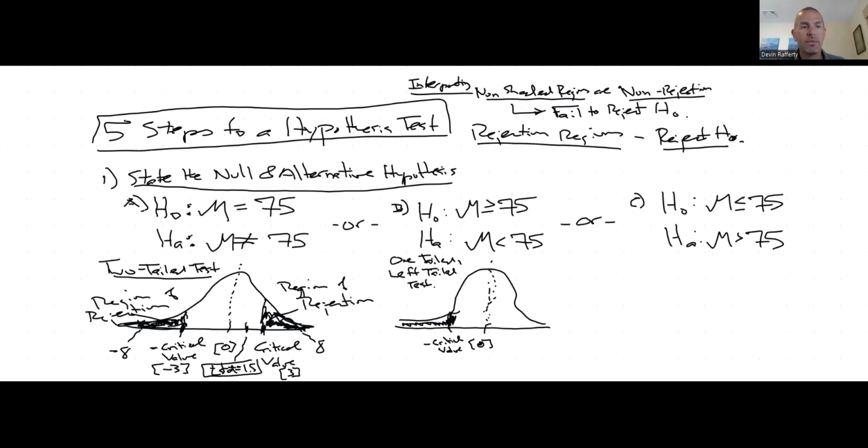Okay. So put it all together. In case A, we have a not equal to sign. That gives us a two-tailed test. Whenever you have a not equal to, you know you have a two-tailed test. You have a left tail and a right tail. You have a negative critical value and a positive critical value.